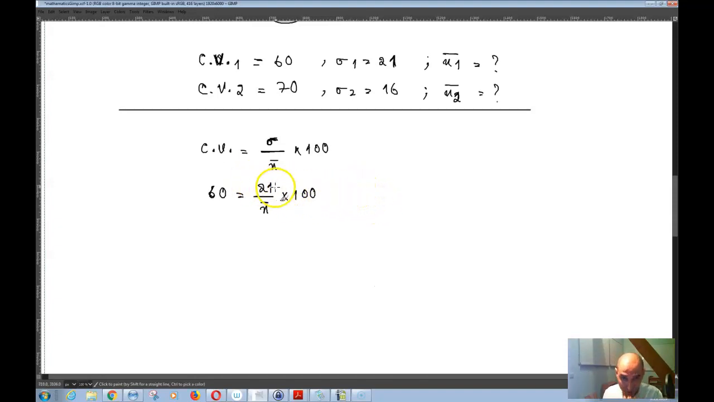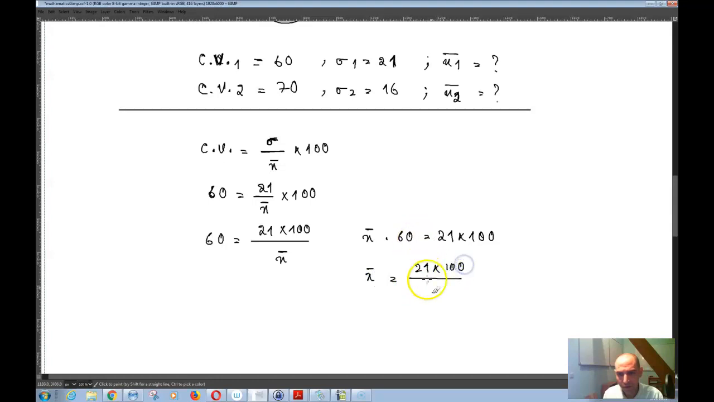Now, to calculate this, you can write it as 60 is equal to 21 times 100 divided by x bar. Of course, you can do cross multiplication, meaning that you can write x bar times 60 is equal to 21 times 100. And then you can write x bar is equal to 21 times 100 divided by 60.